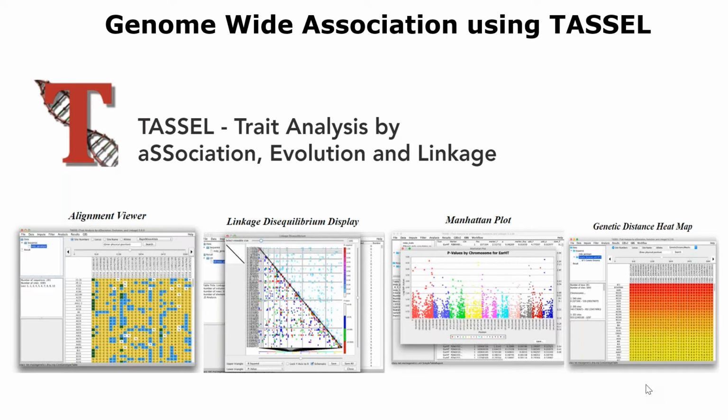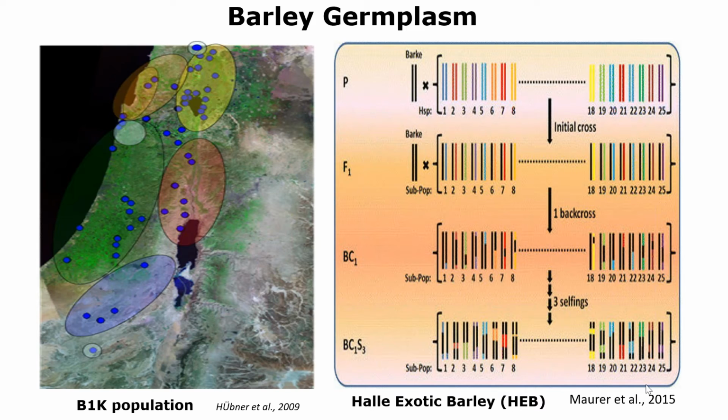So for the germplasm here, we have used two germplasm for barley. One is the B1 population, which was collected across different macrosites of Israel, and we also use the HEB NAM population, which was derived to increase the diversity in the barley background. There are 25 donor lines, and this population has been designed. So in this population, in particular in the HEB population, there is a mixture of cultivated allele and wild allele, whereas the B1 population is completely diverse.